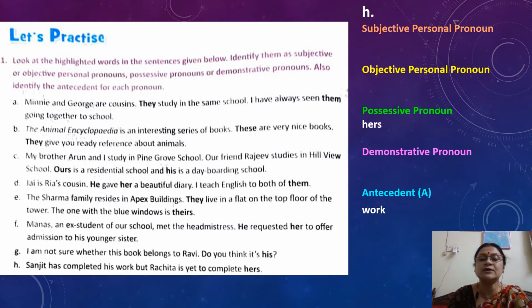Now see, hers also once again is an indication of possession. So her here is a possessive pronoun, and the antecedent for her is work. Let's move to the next practice part.